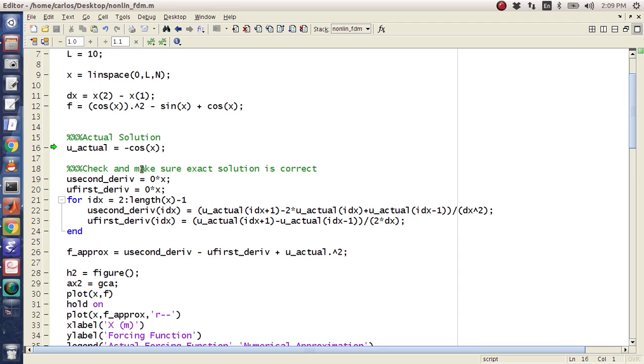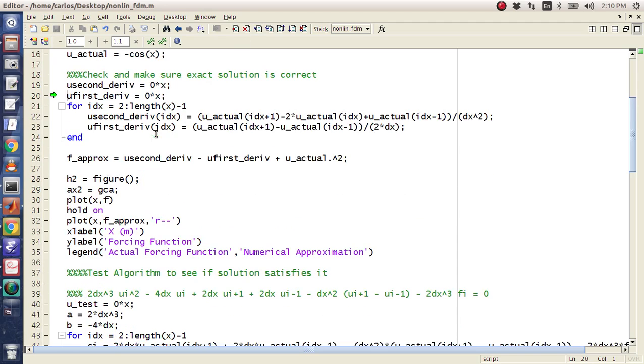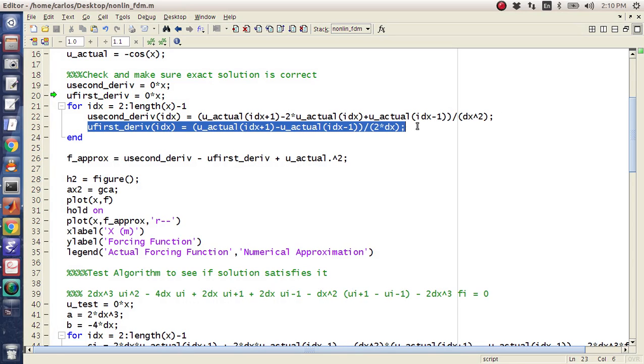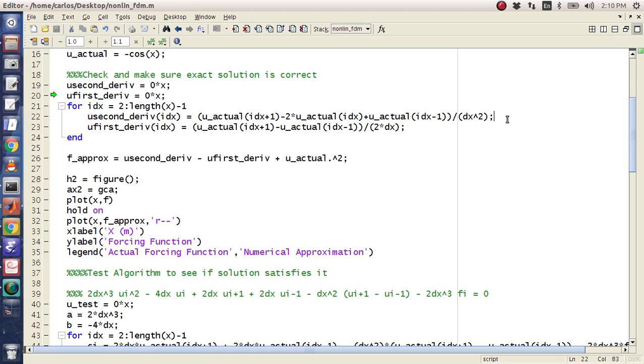And so what I wanted to do is I just wanted to make sure this was right. So what I did was, here's the approximation to the second derivative, u of i dx plus 1 minus 2 u of i dx plus u of i dx minus 1 over dx squared. And then here's the first derivative, u of i dx plus 1 minus u of i dx minus 1 over 2 delta x. This is central differencing here, and this is the second order derivative approximation here.